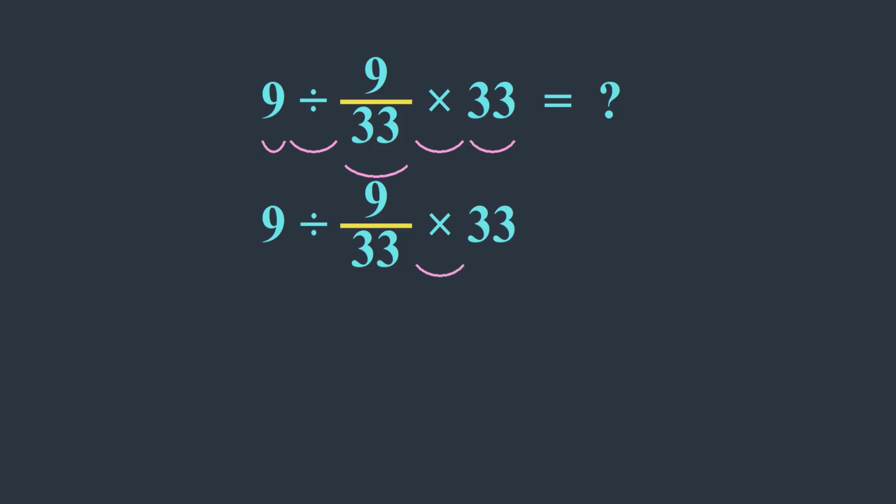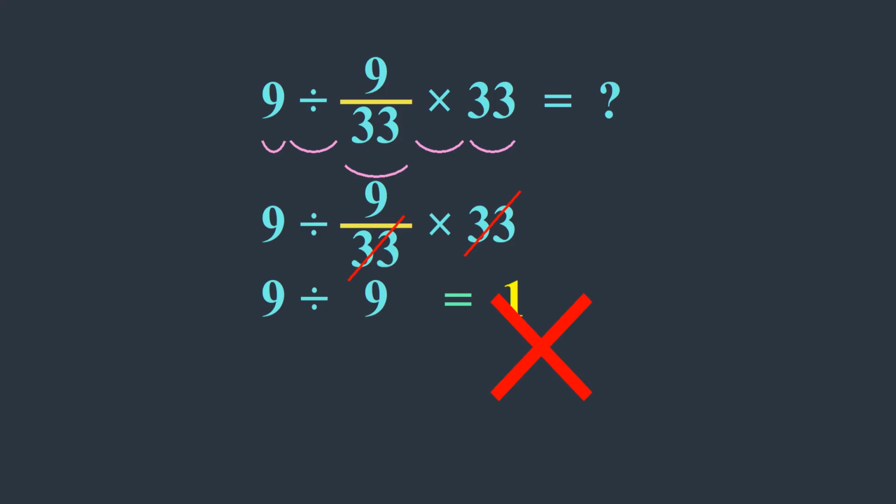First we do this multiplication. 9 over 33 times 33. We can easily cancel this 33 and this 33. So here we have this 9 only, and 9 divided by 9 equals 1.